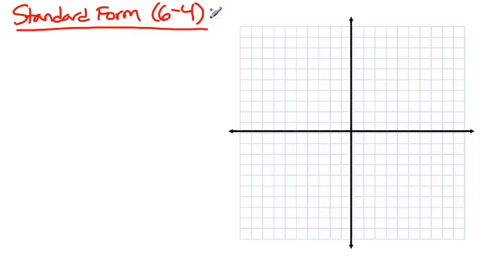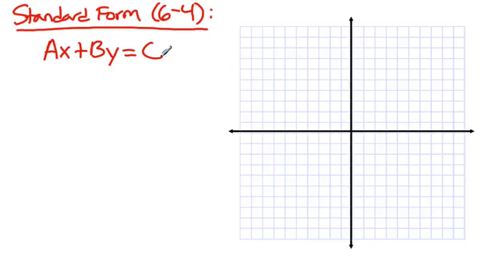Standard form is just a way to write an equation of a line. It's different than the one we've already done, which was slope-intercept form, y equals mx plus b. So this is just a different way to do it. The general form is ax plus by equals c, where a, b, and c are constants, they're numbers. And then when you write your equation, you'll just have the x and the y there.